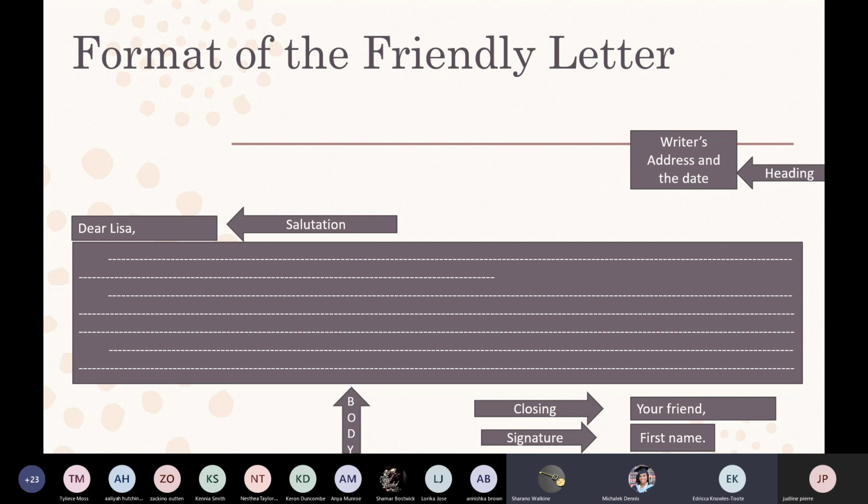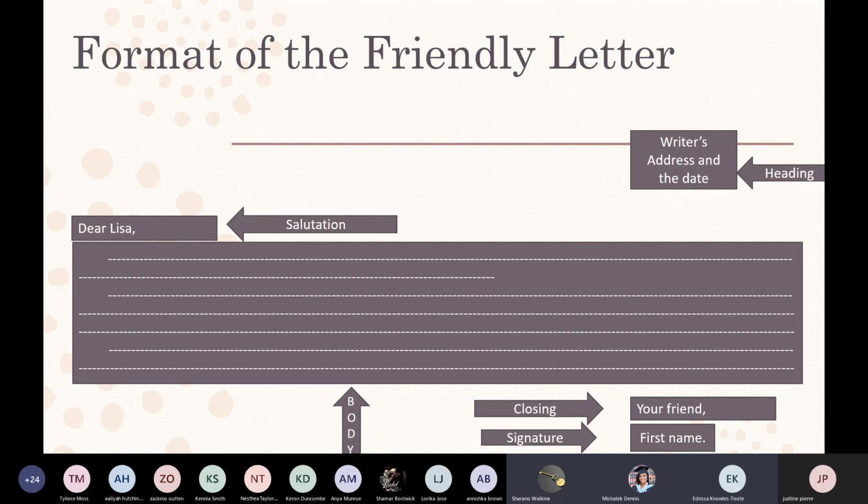Yes, you are correct, a comma. Because remember, we're talking about something that's informal. And then we have our body. Then after your body paragraph, at the bottom right, you would have your closing, which is your friend. And then you have your comma. Remember your comma again after your closing. And then you would have your signature.